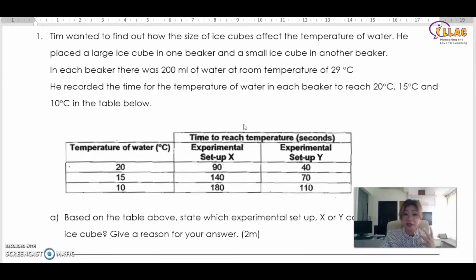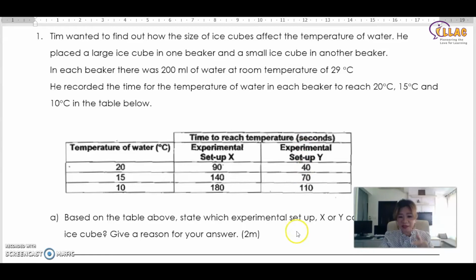Let's look at some questions. Tim wanted to find out how the size of ice cubes affects the temperature of water. So he placed a large ice cube in one beaker and small ice cubes in another. Okay, so one large ice cube, one small ice cube. In each beaker, both have the same amount of water, both at room temperature. So the only difference in this experiment is that one beaker got big ice cubes, one beaker got small ice cubes. So he recorded the time for the temperature of water in each beaker to reach 20 degrees Celsius. He measured one time, 15 degrees Celsius he measured again, 10 degrees Celsius he measured again. So this is the setup.